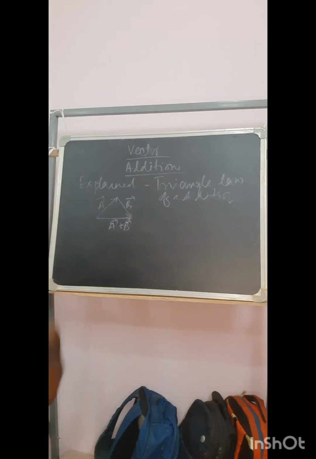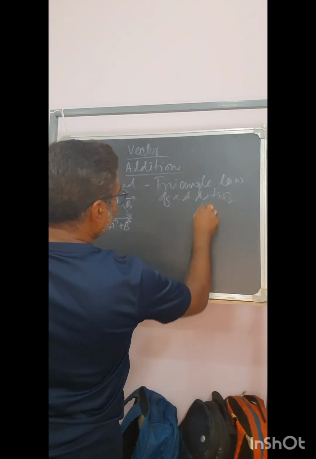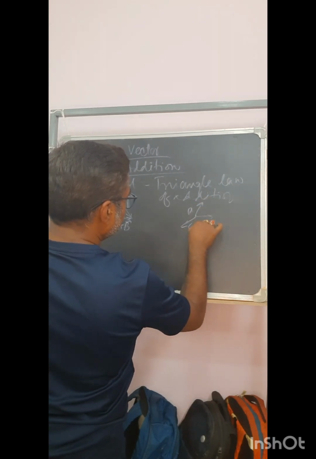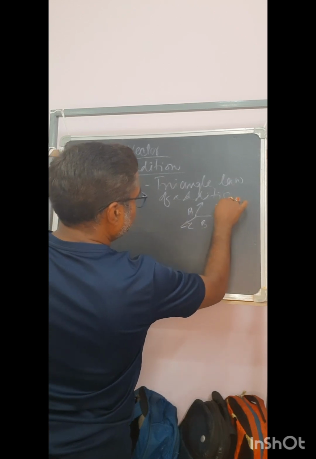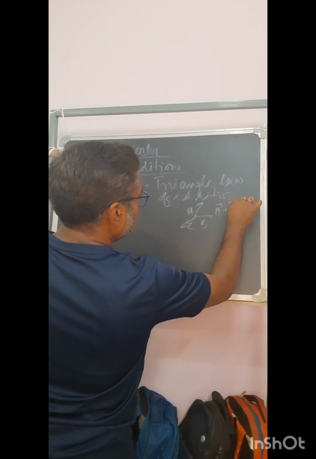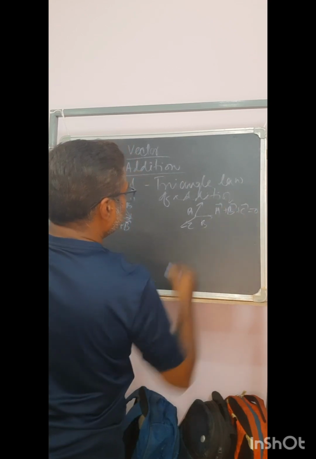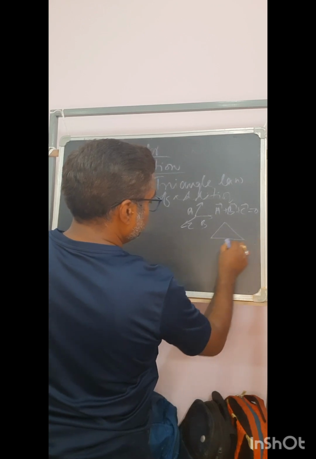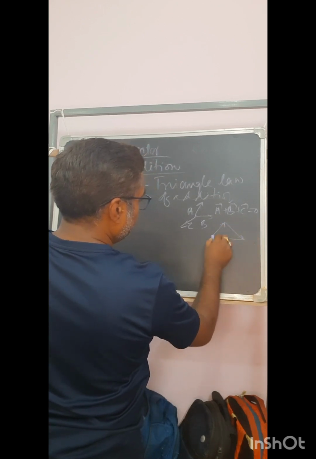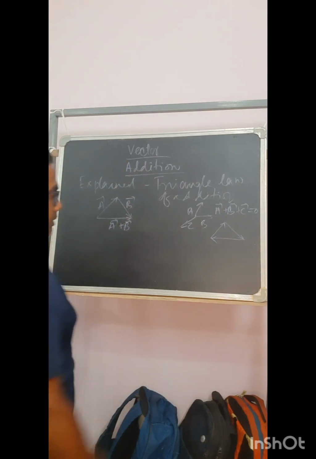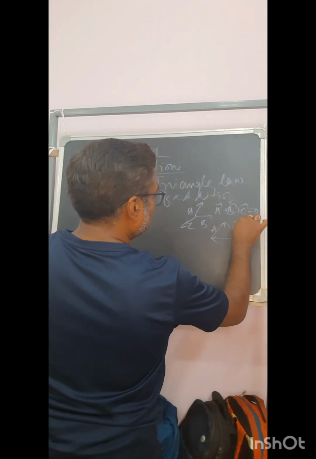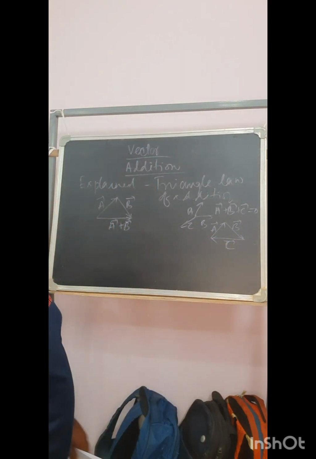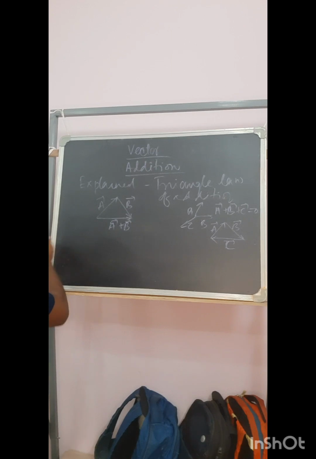Or if three vectors are acting from a point in such a way that the sum of the three vectors A, B and C is 0, then they will be represented by the three arms of a triangle taken in the same order. So this is the triangular law.